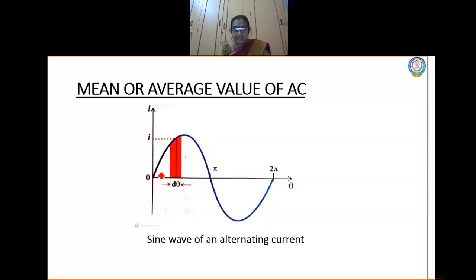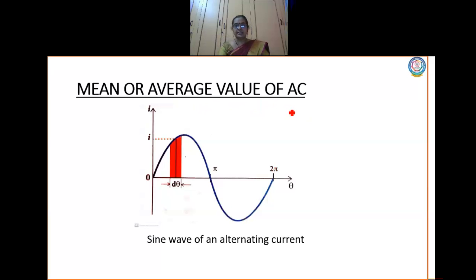Now I am going to measure the mean or average value of AC for the first half cycle. Here I can calculate the current for a half cycle. So over one half of the cycle, I can find out the value of current. This voltage or current can be used in analyzing both DC as well as AC circuits. So what is the average value of AC?